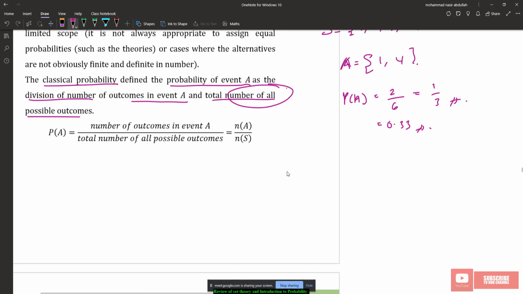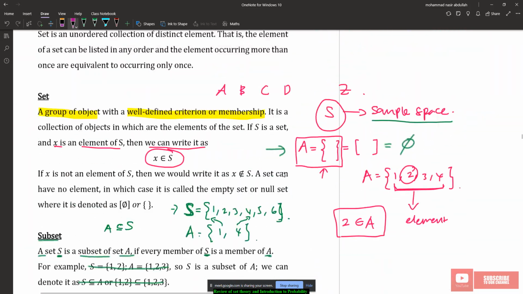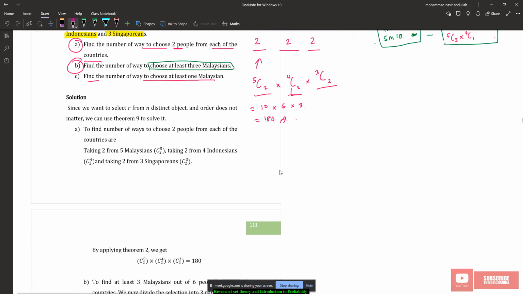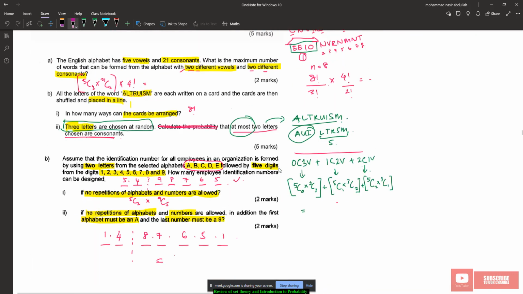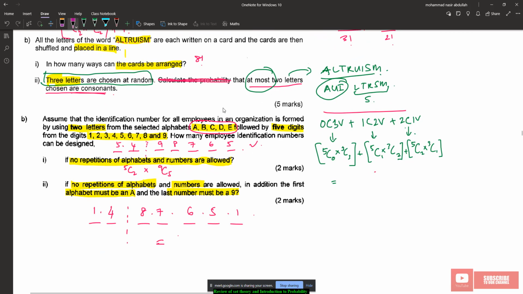3.31. Okay, better we go to the previous example first. Remember this example: 3 letters are chosen at random, and calculate the probability that at most 2 letters chosen are consonants. So we have the word altruism. So we already know the number of ways that at most 2 letters chosen are consonants, meaning a maximum of 2 consonants from 3 letters. Still remember last class?